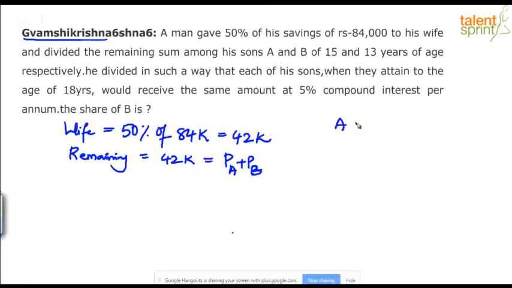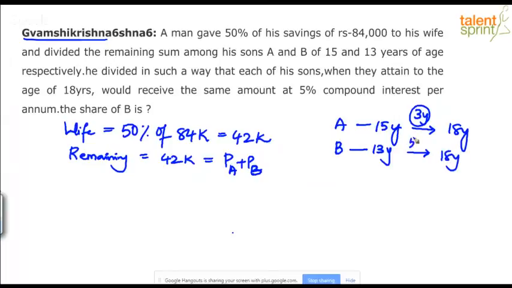A is 15 years old. B is 13 years old. So after how many years will A attain 18 years of age? After 3 years. After how many years will B attain 18 years of age? After 5 years. You getting it? And he says he has divided the amount in such a way that each of his sons, when they attain to age of 18 years, that means A after 3 years and B after 5 years, would receive the same amount at 5% compound interest. So amount of A is equal to amount of B.